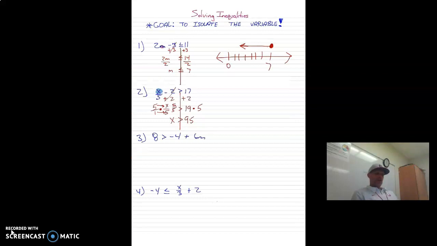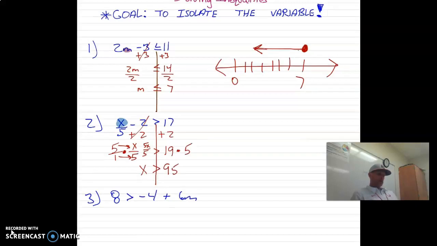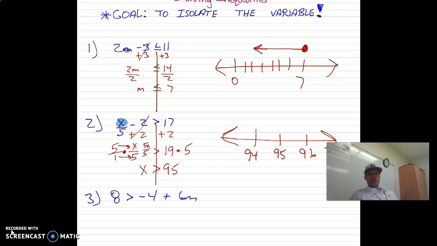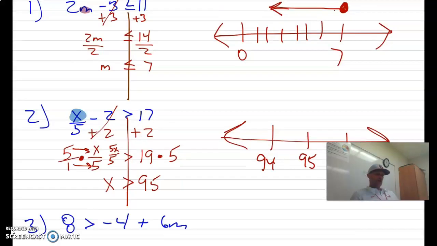We also have to graph that. We're going to do this super easy, we're not going to go crazy. Let's just think about the numbers before and after 95. So let's do 94, 95, and 96. Is it equal to 95? No, it's not. It's only greater. If it's not equal, then it just gets a circle. Is it everything bigger or smaller than 95? It's everything bigger, and everything bigger is to the right.